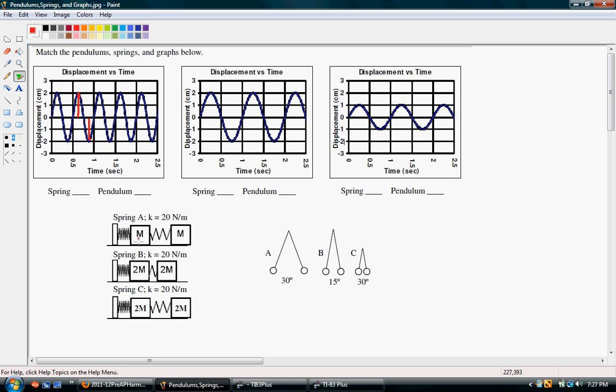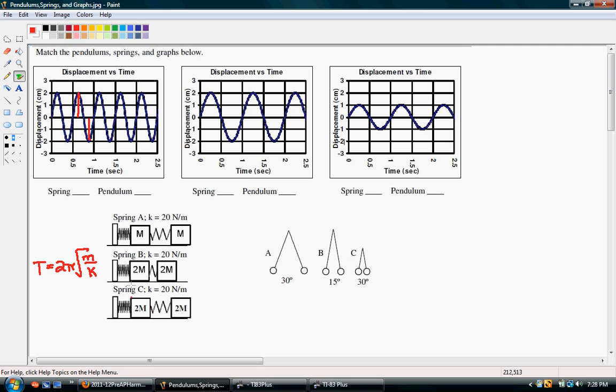So if we analyze the springs first, I noticed the first thing, spring A, spring B, and spring C all have a spring constant of 20 newtons per meter. Since we know that time period and therefore frequency are based on 2 pi times the square root of m over k, the only things that are going to affect the time period and frequency of a spring are going to be the mass and the spring constant. Well, all of these spring constants are the same. Therefore, the smaller m is going to give us a smaller time period and therefore have the highest frequency.